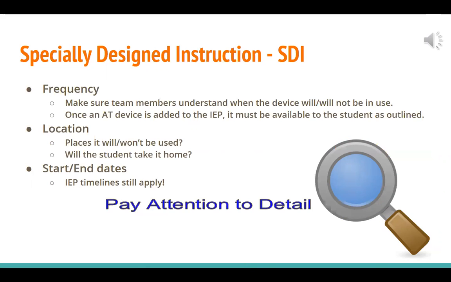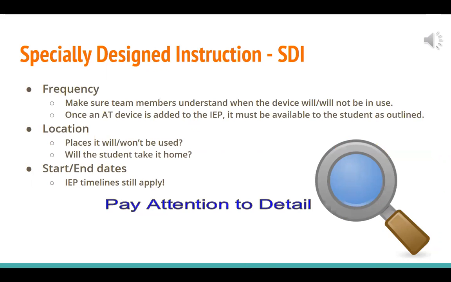The last thing to think about is the start and end dates. So IEP timelines still apply. When you develop the IEP, you have 10 days from the development date to the implementation date of that IEP. Whatever the implementation date that is listed on the front page of the IEP is the implementation date that the device, tool, or service is expected to be in place.